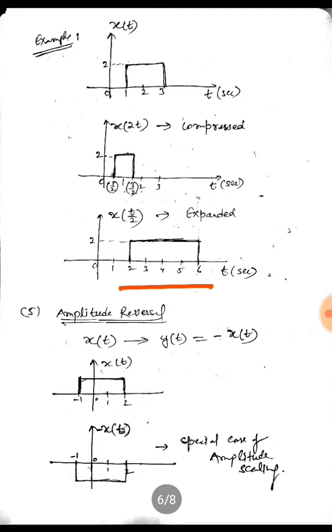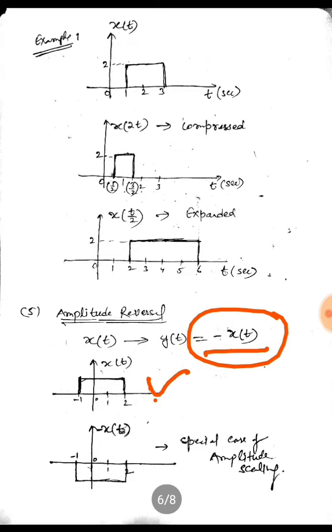Amplitude reversal. Now if I multiply our signal x(t) by minus 1, that is, it becomes minus x(t), so the amplitude would reverse. If our x(t) signal was defined for minus 1 to 2 with amplitude 1, now if I take minus x(t), the amplitude would become minus 1 and the range would remain the same, minus 1 to 2. So it comes below the x-axis or the time axis. This is how amplitude reversal will take place.